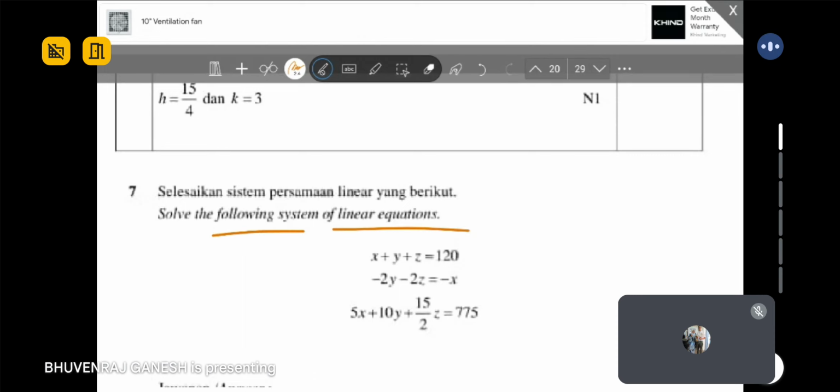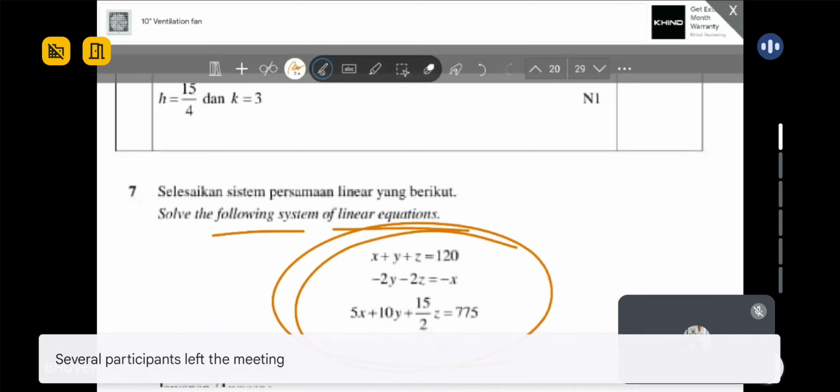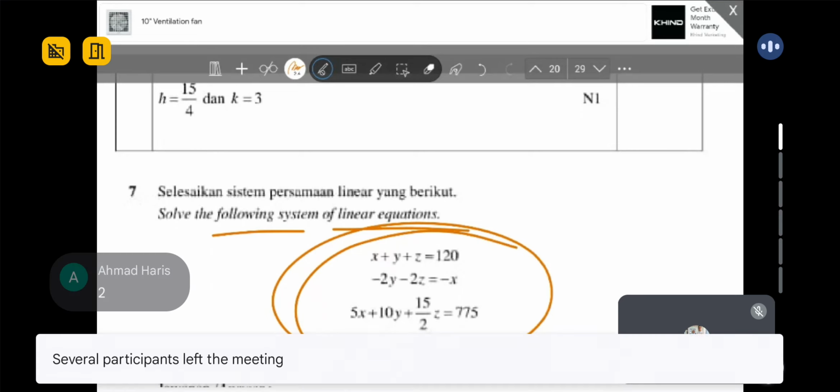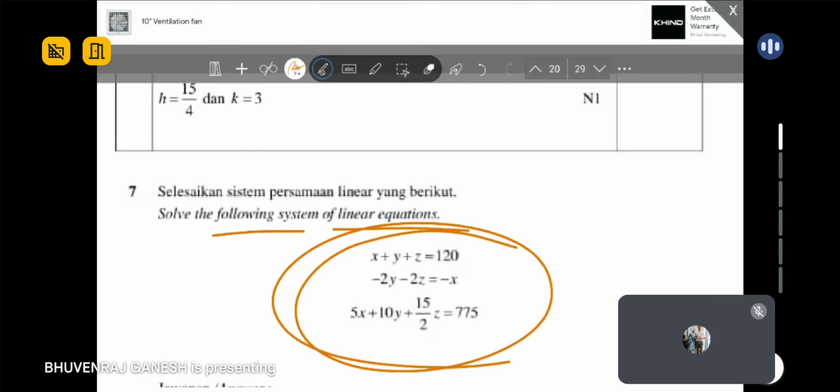Okay, alright. So question 7. This is your favorite, you like this one more. You want to solve the linear equations. So guys, how many methods do we have to solve a system of equations in general? Yes, you can use substitution or elimination.